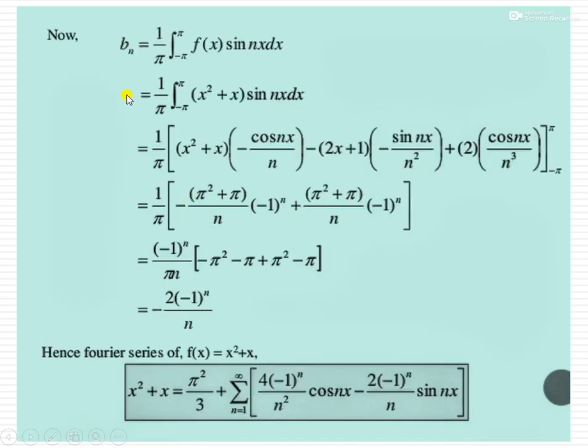Similarly, we can find bn = 1/π ∫ from -π to π of f(x) sin nx dx. Here f(x) = x squared plus x. By integrating and applying the limits, we get -2 into (-1)^n by n. So the Fourier series of x squared plus x equals π squared by 3 + Σ from n=1 to infinity of 4(-1)^n/n squared cos nx - 2(-1)^n/n sin nx.